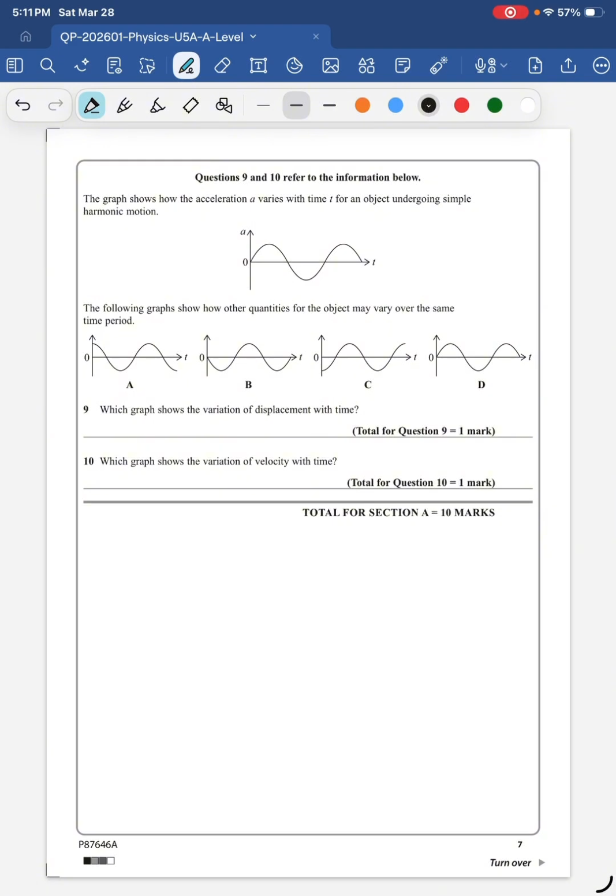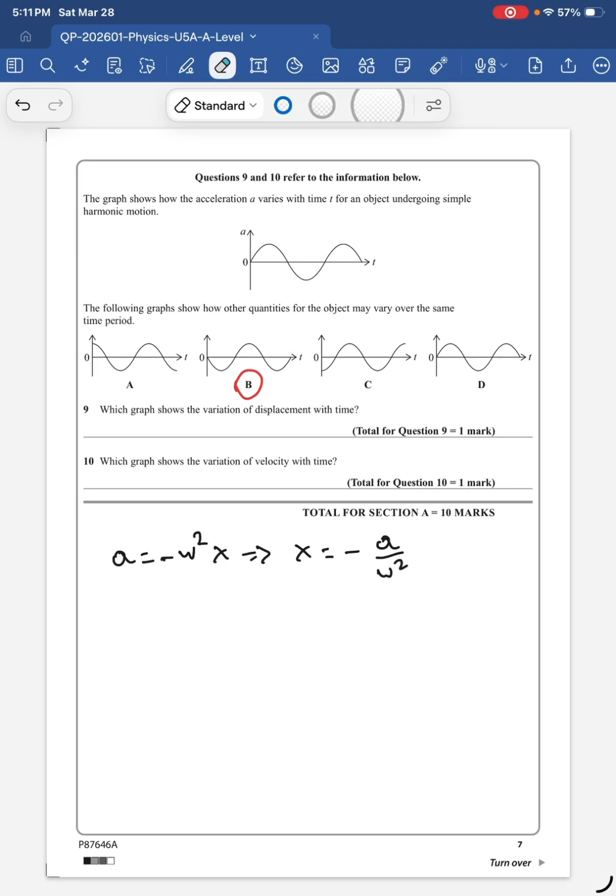Okay, so for this one, we recognize that a is minus omega squared x. So if that's acceleration, x is going to be the negative of a over omega naught, right? Yes. Therefore, it's going to be the reverse of this, which means that it's going to look like this. Okay, so which graph is that? It's B. Okay, let me erase this.